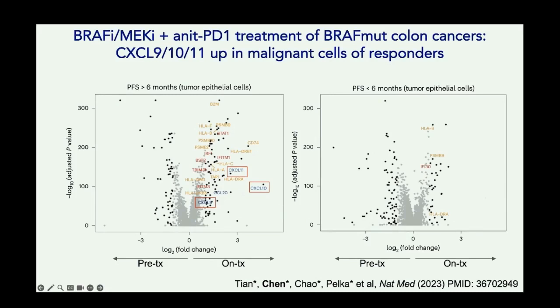And what you can see is that in patients who had longer progression-free survival, some of the main proteins that are upregulated are ISGs, and in particular CXCL10 and 11 and 9. The chemokines that I mentioned to you before are the ones that bring in the T cells, whereas in those folks who did not do as well, these were not upregulated significantly.